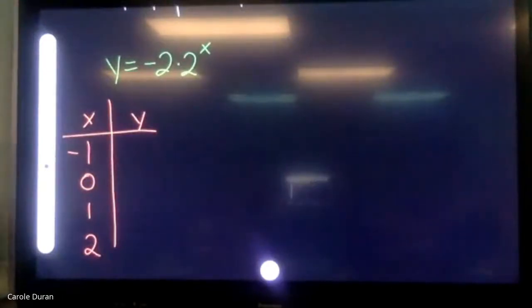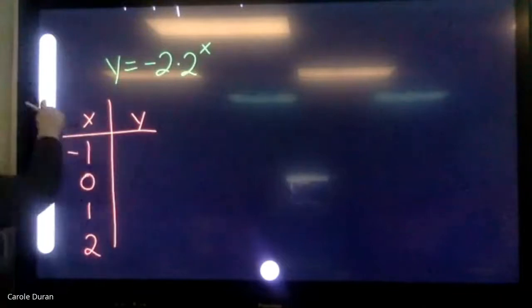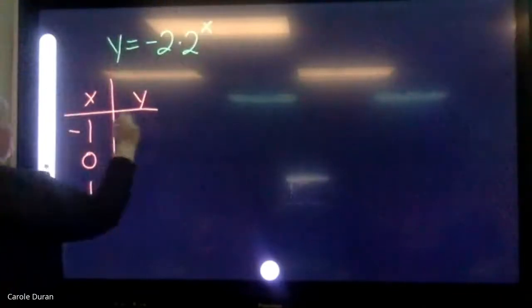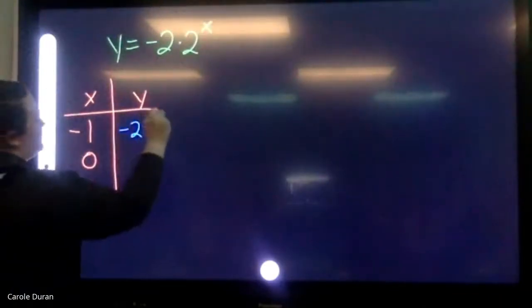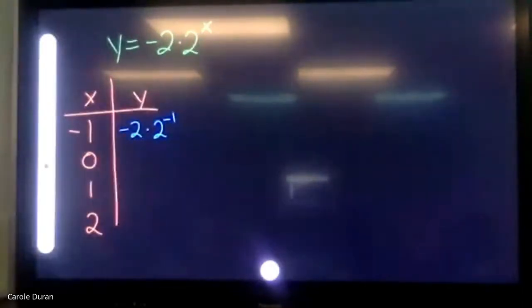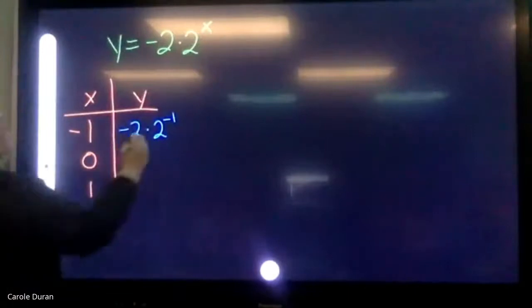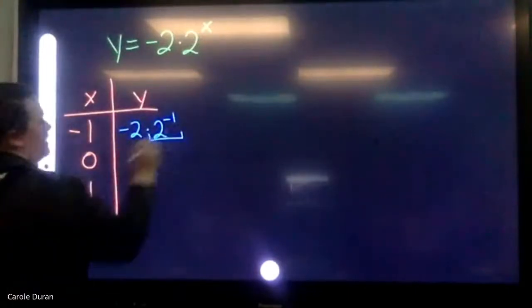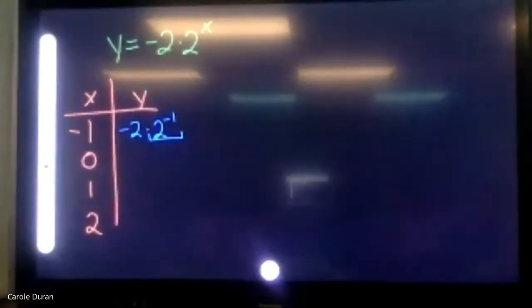So then I just start plugging it in, right? I'm going to plug in -1 first. When I do, I get -2 times 2 to the -1 power. Just like before, we're going to do this in steps. So I'm going to do 2 to the -1 first. What is 2 to the -1? What happens anytime we have a negative exponent? It flips and the exponent becomes positive.